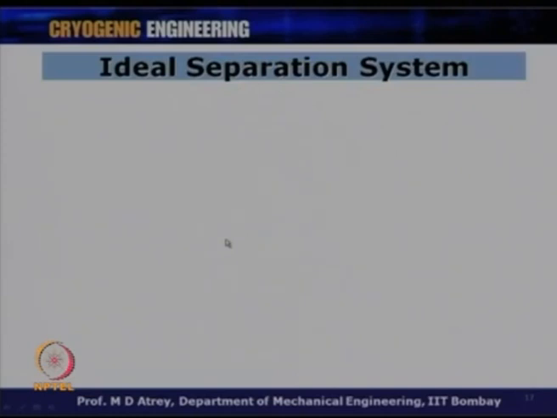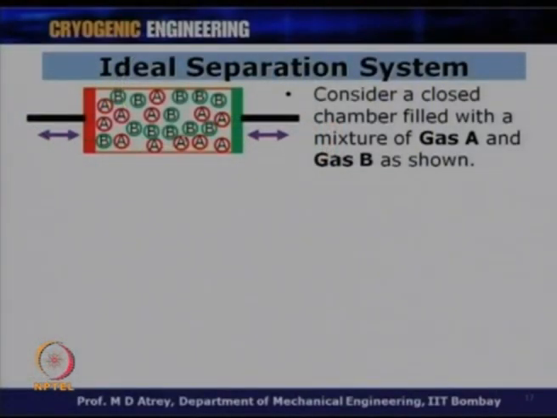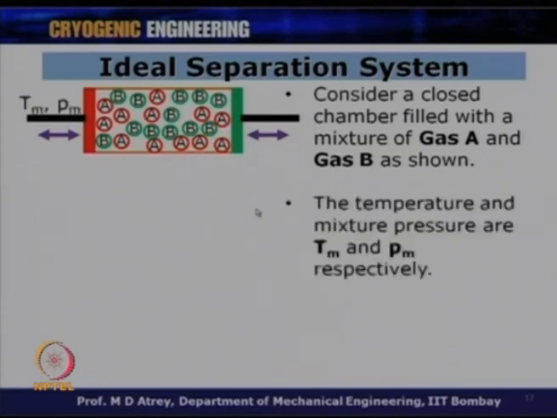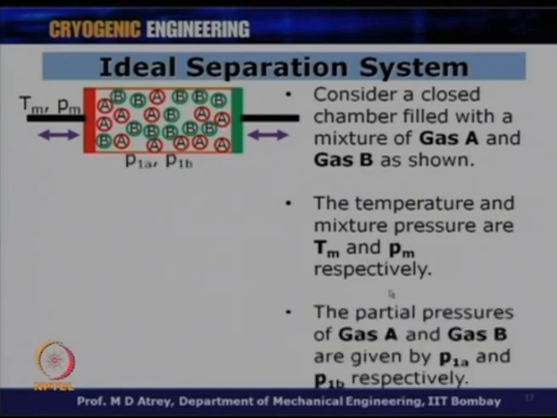And how does this ideal gas separation system work? Consider a closed chamber filled with a mixture of gas A and gas B as shown over here, and there are two pistons, one red and one black, and again I have a mixture of gas A and gas B. These two pistons, as shown by arrows, can be moved inside and can be taken outside also. The temperature of this gas mixture is Tm, and the pressure of this gas mixture is Pm. The temperature and the mixture pressure are Tm and Pm respectively. The partial pressures of gas A and gas B are P1A and P1B.